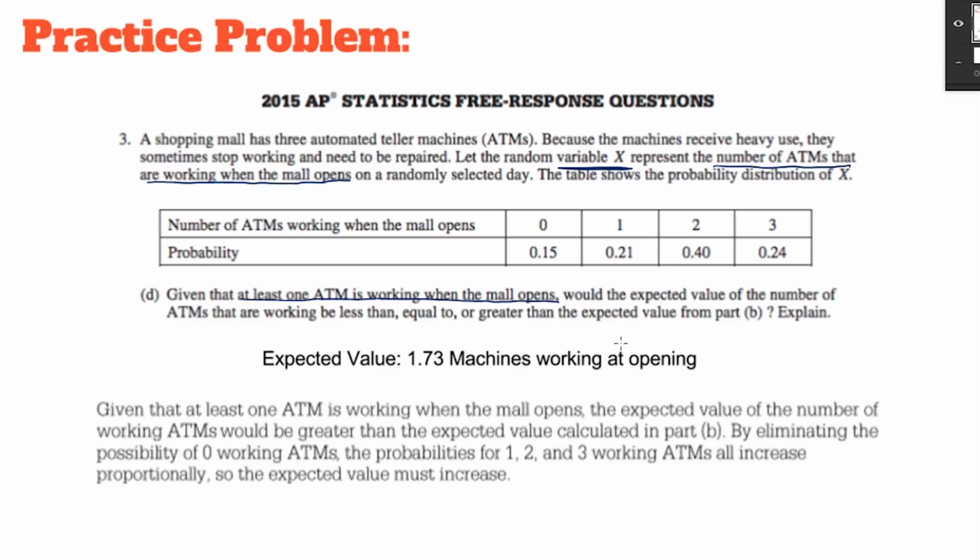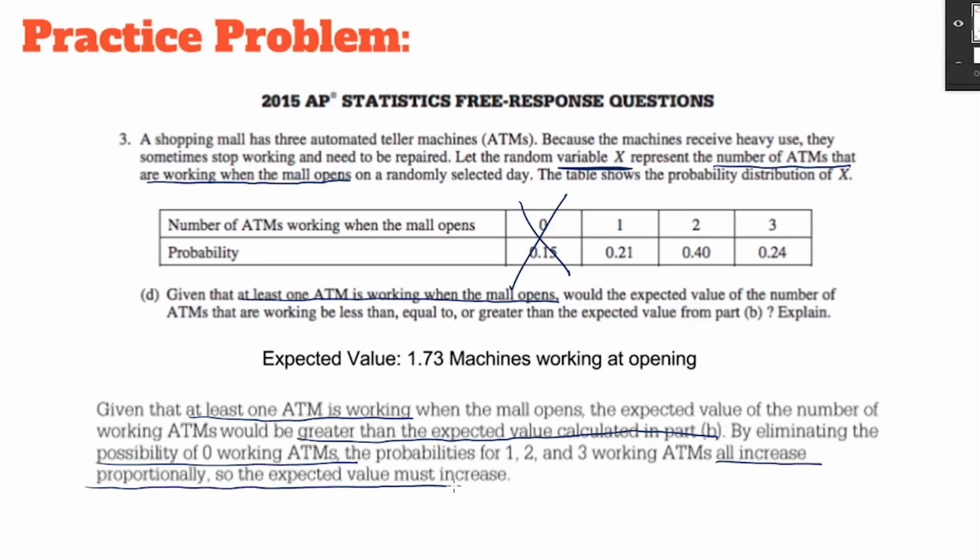The problem is telling us we can eliminate the possibility of 0 ATMs working when the mall opens. Since the other probabilities have to add up to 1, it means that the probabilities respectively of 1, 2, or 3 ATMs working when the mall opens would each increase. This would raise the expected value.